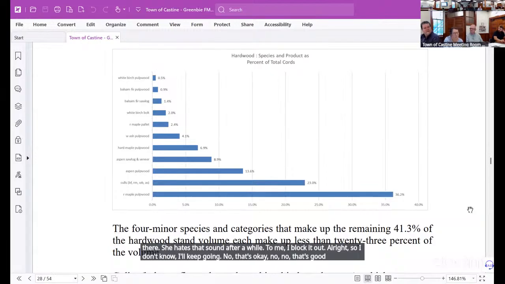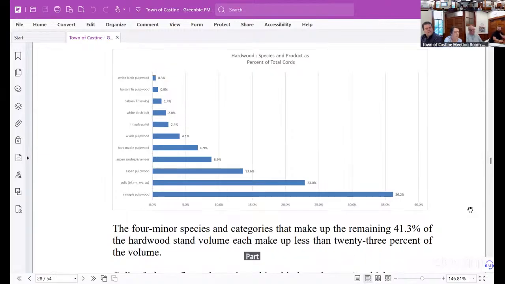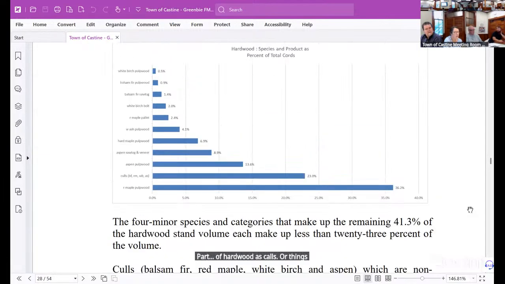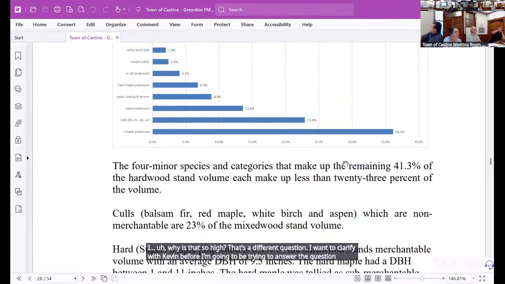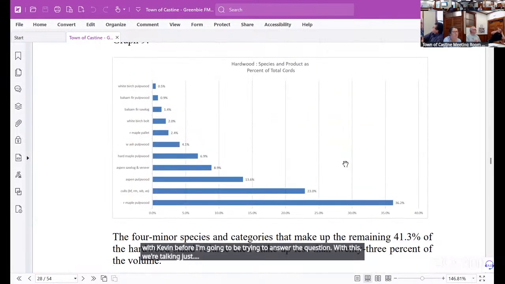I'm intervening with a question. With this 23% of hardwood as culls, or things that should be culled, why is that so high? That's a different question. I want to clarify with Kevin before I try to answer the question. With this, we're talking just roundwood merchantability.